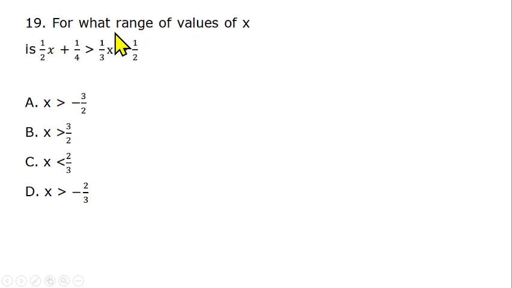For what range of values of x is 1 over 2x plus 1 over 4 greater than 1 over 3x plus 1 over 2? Like I said, it's from inequalities. So what can we do? You can multiply through by the LCM. What's the LCM of the denominators? That should give us 12. The LCM of 2, 4, 3, and 2 is 12.